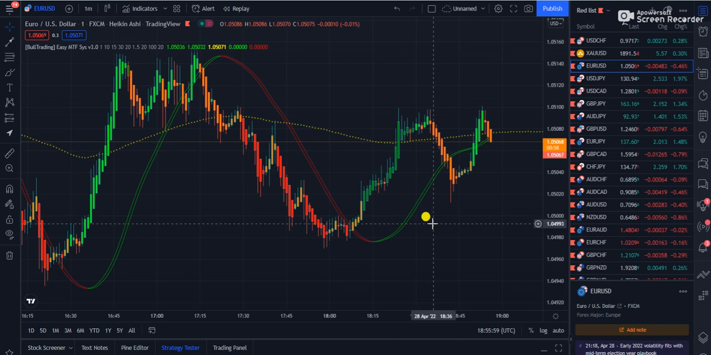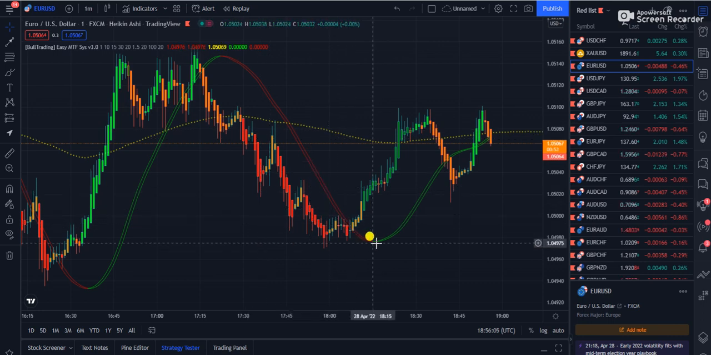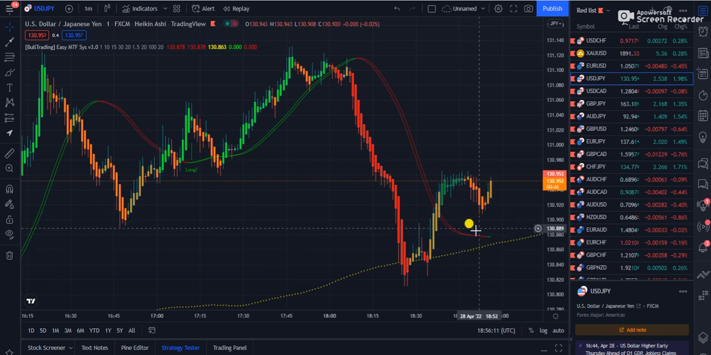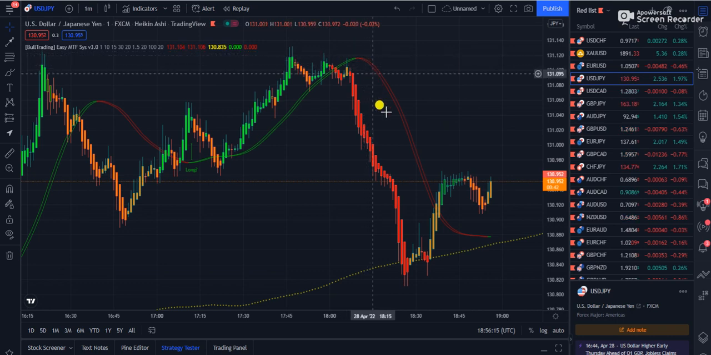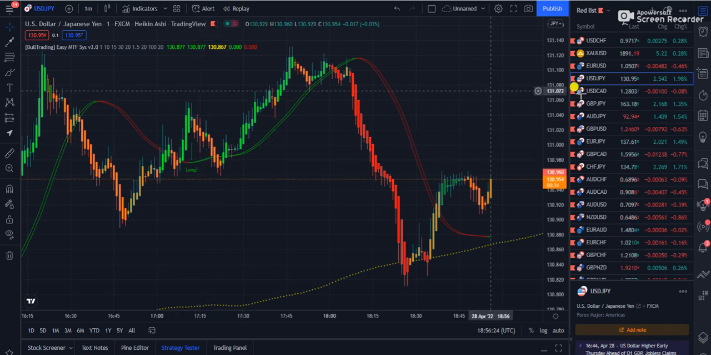Okay, now let's move ahead towards EURUSD. You can see guys, a very good call, sell, and the market was down, buy, the market was up. And let's go to USDJPY. If we go to USDJPY guys, you can see it is turning green, and previously it was the sell signal, the market was down. So guys, this is completely a free indicator to use on TradingView. I will tell you how you can download this indicator.